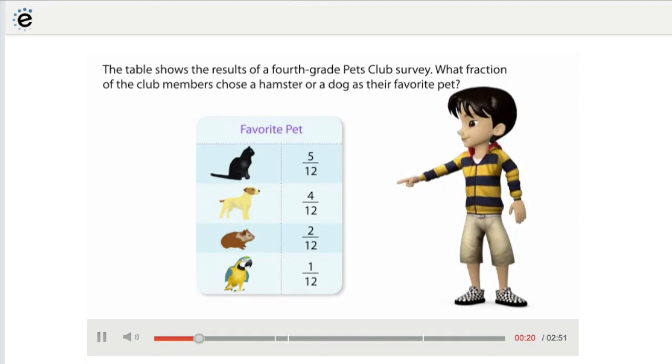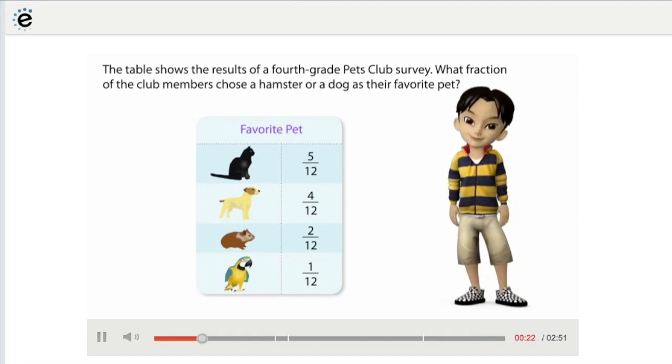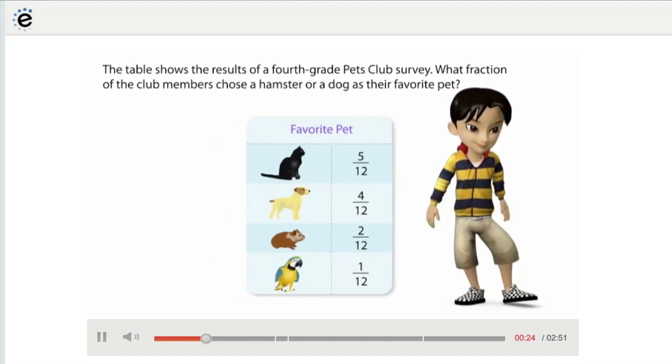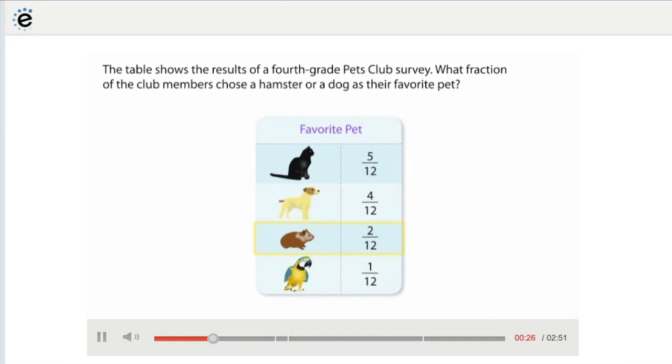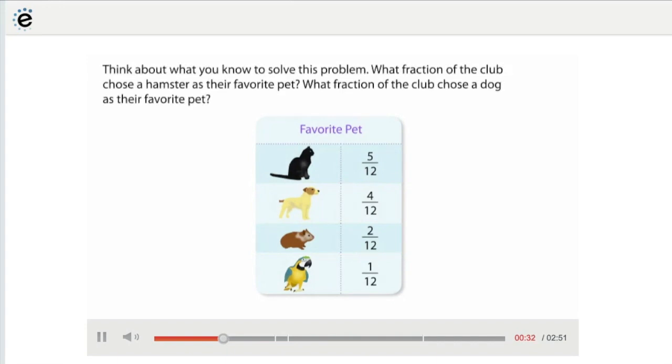The table shows the results of a 4th grade Pets Club survey. What fraction of the club members chose a hamster or a dog as their favorite pet? Think about what you know to solve this problem. What fraction of the club chose a hamster as their favorite pet? What fraction of the club chose a dog as their favorite pet?